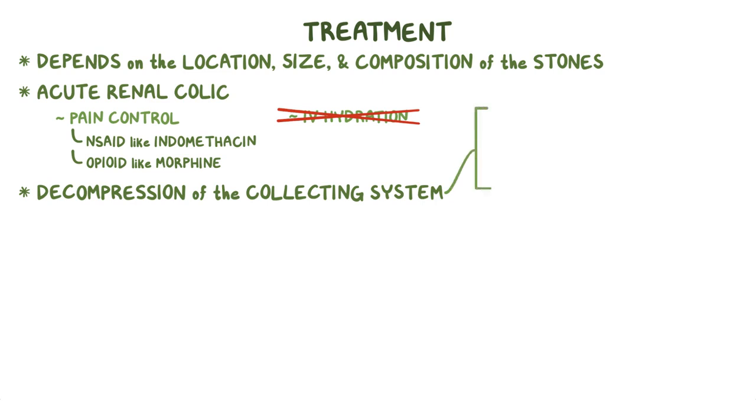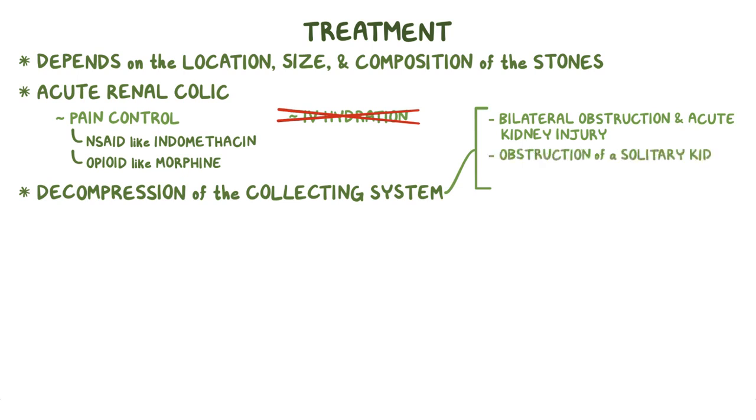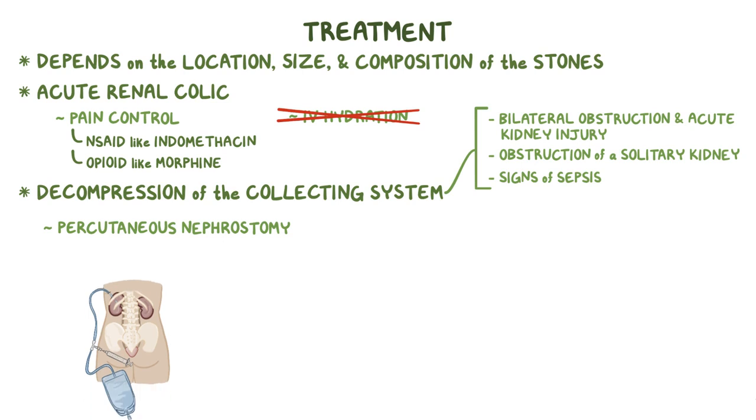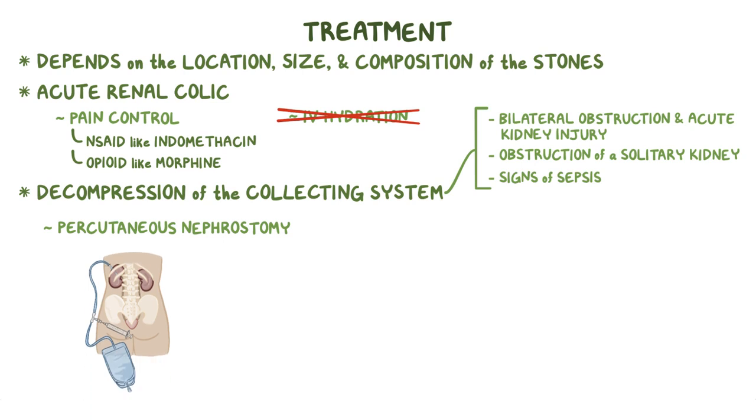For example, when there's bilateral obstruction caused by stones in both kidneys and acute kidney injury, or when there's obstruction of a solitary kidney, or if the individual presents with signs of sepsis, like with a struvite stone that's associated with a UTI, or when there's hydronephrosis and a secondary bacterial kidney infection. Decompression can be done with percutaneous nephrostomy, which is when a catheter is inserted through the back or flank into the kidney in order to drain the urine.